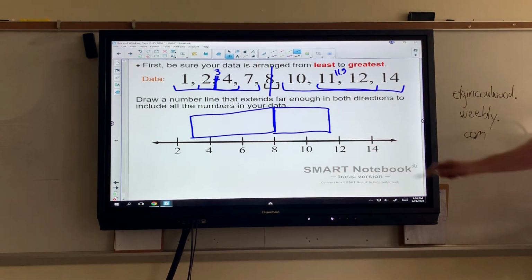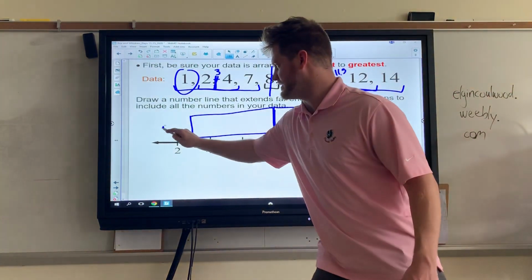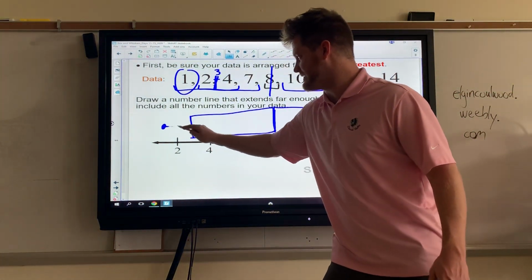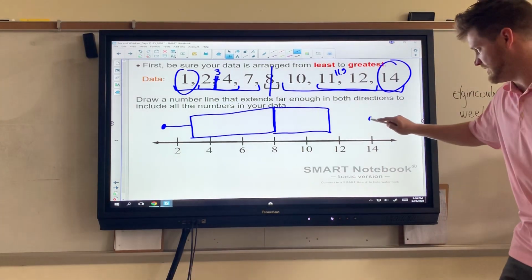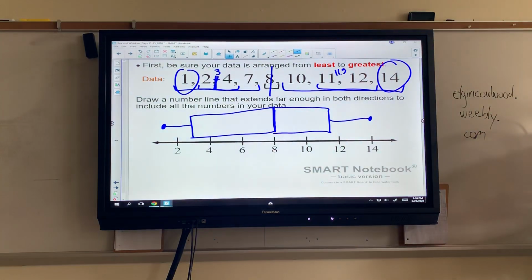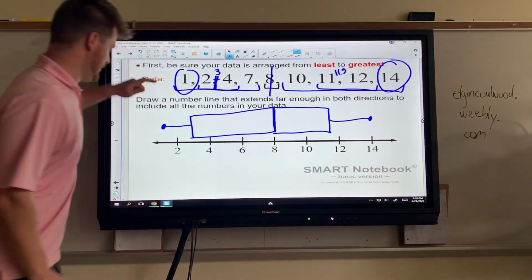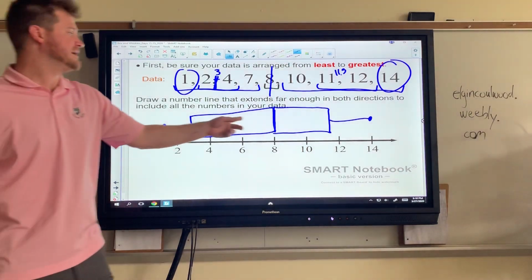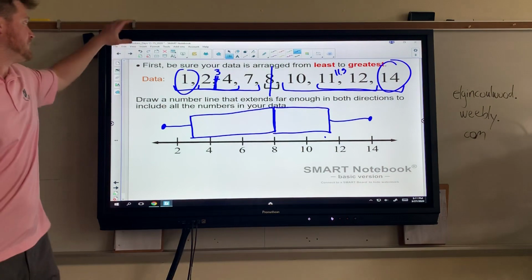Last but not least, the easiest part. Look at our minimum. It's 1. So put a dot above where 1 would be and then connect it to the box. The maximum is 14. That would be a dot right above the 14. Connect it, and there you have a box and whisker. Minimum, Q1, median, Q3, maximum.